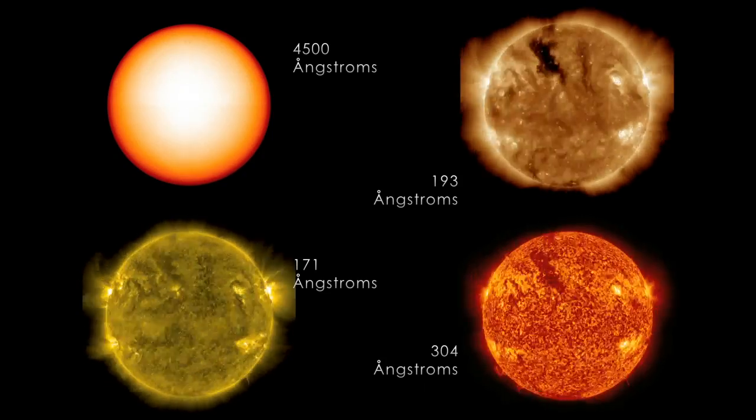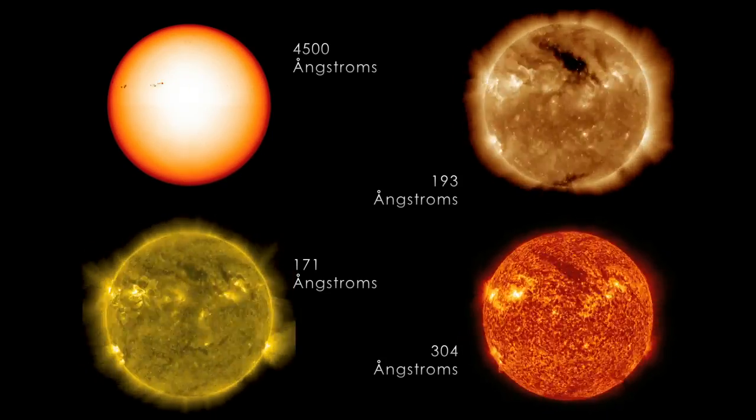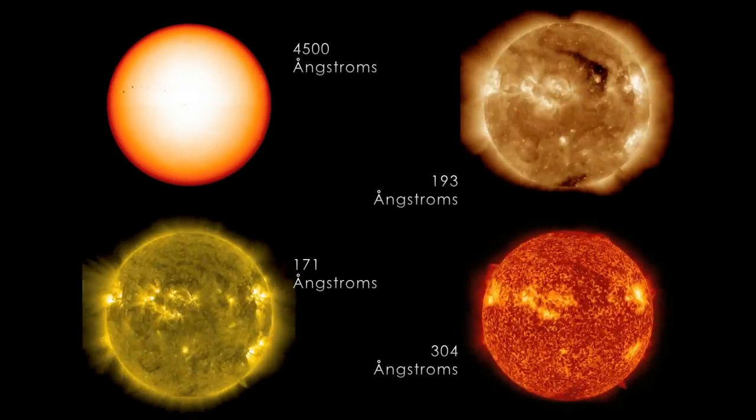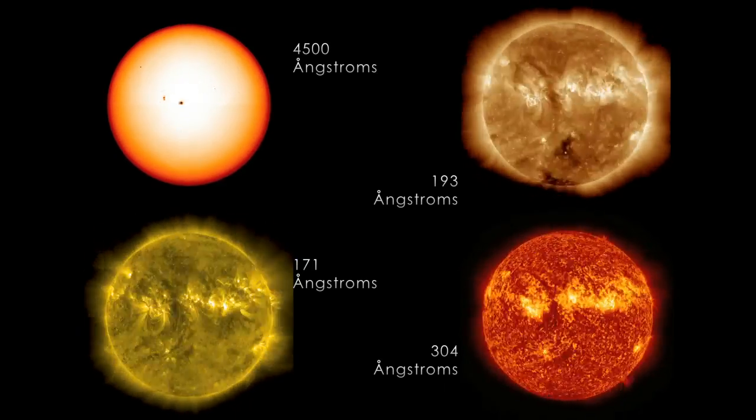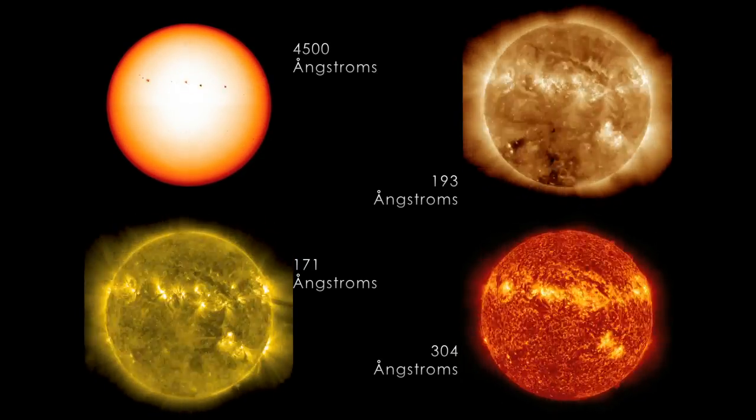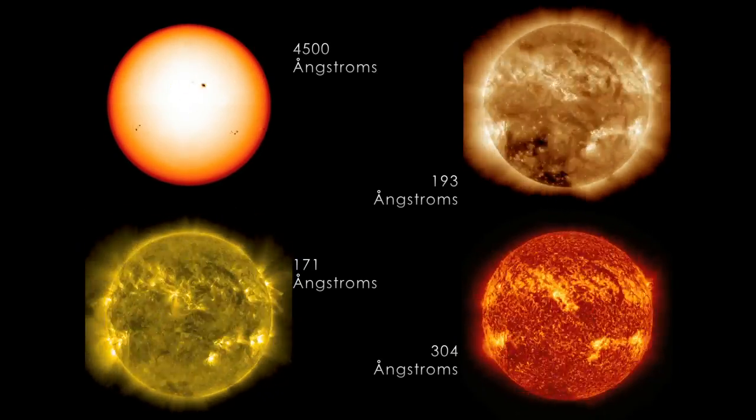And then the last one, the red one, is a 304 angstrom, and this is showing us what we call the chromosphere. And these red areas are often visible when you see the sun from a total solar eclipse.